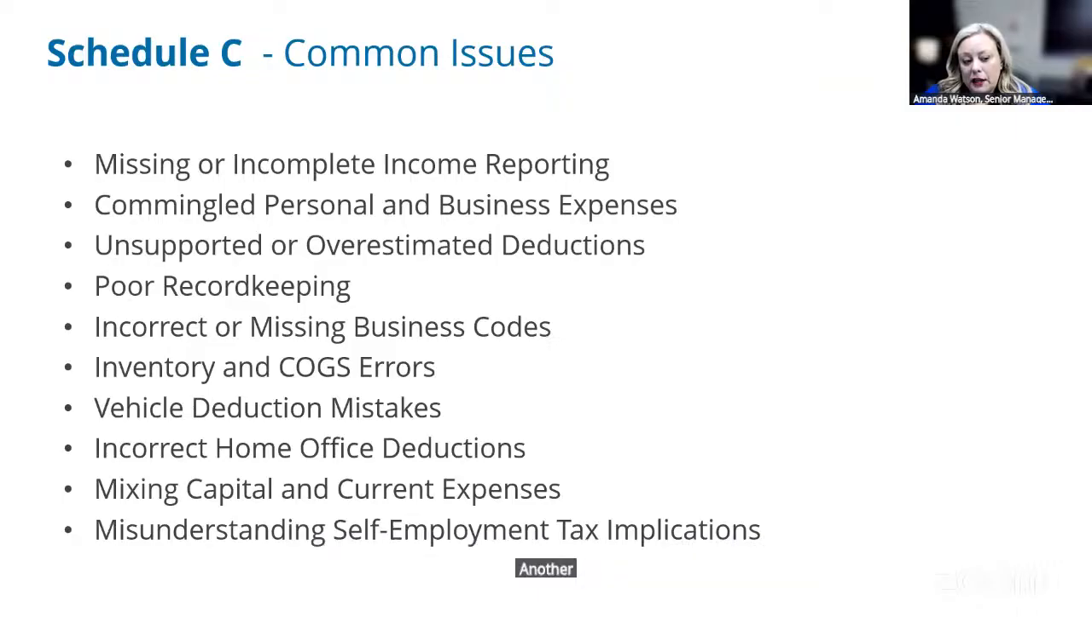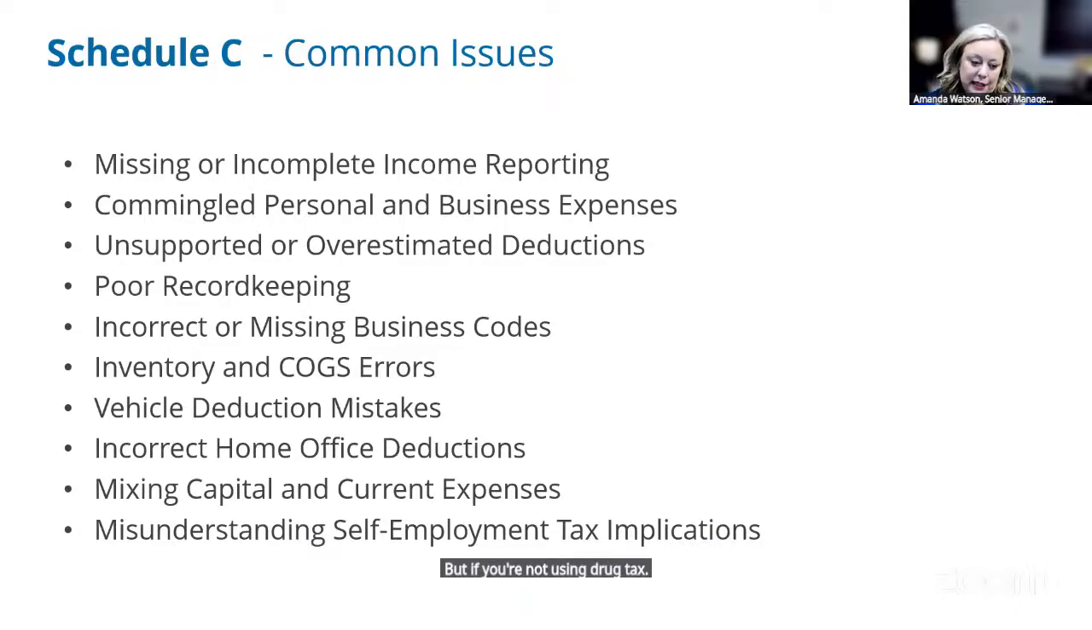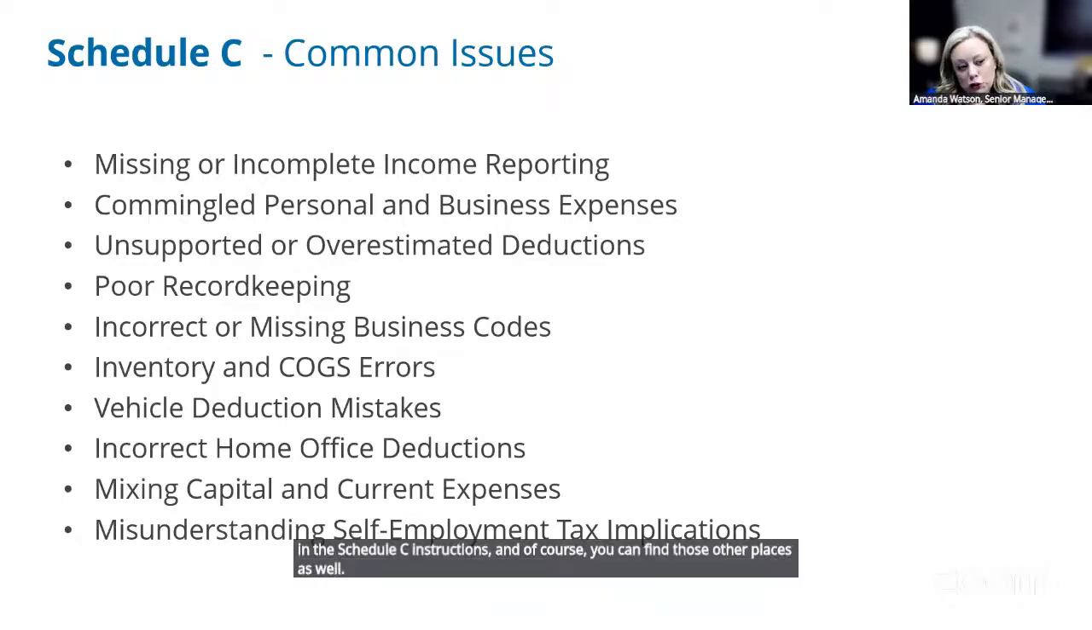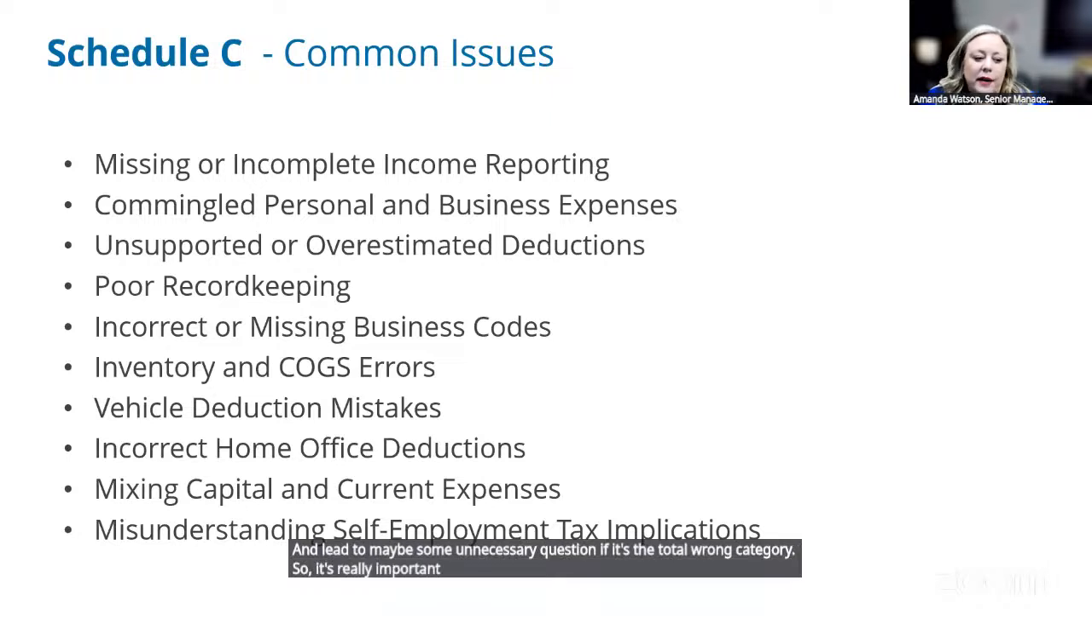Another important item that is sometimes missing is the business code. I'm going to show you exactly how you can find the business codes right in Drake Tax. But if you're not using Drake Tax, there is, of course, a list of those in the Schedule C instructions. And of course, you can find those other places as well. But the wrong choice of code can again raise some red flags. It can trigger mismatches for industry benchmarks, for example, and lead to maybe some unnecessary questions if it's the totally wrong category. So it's really important to have the right category.